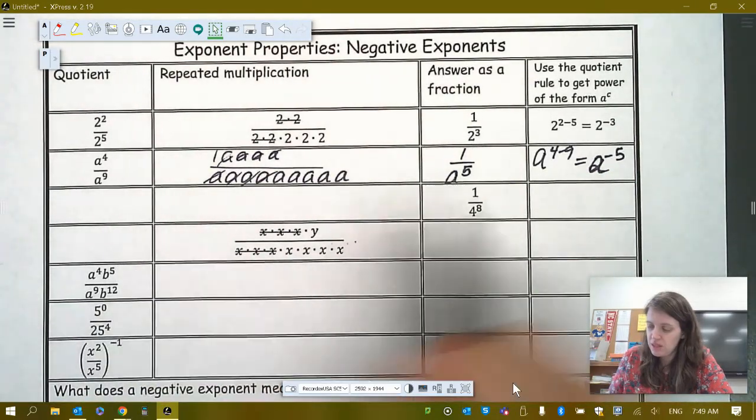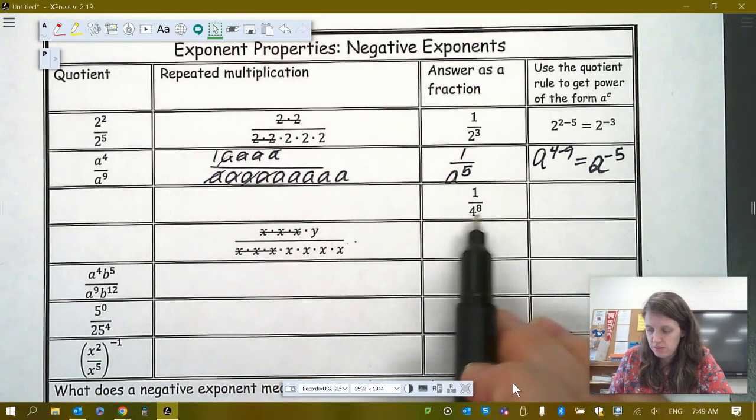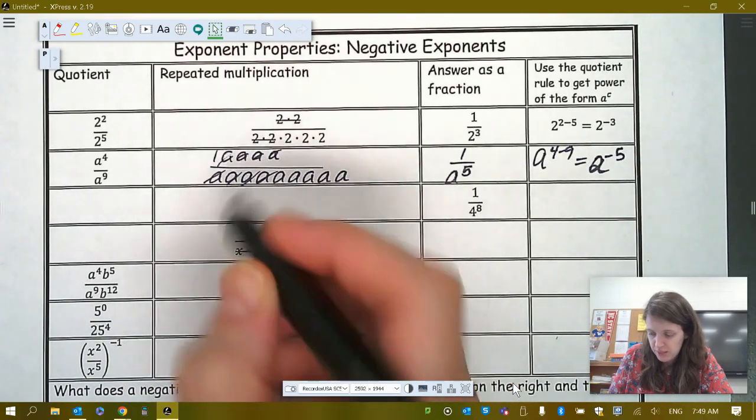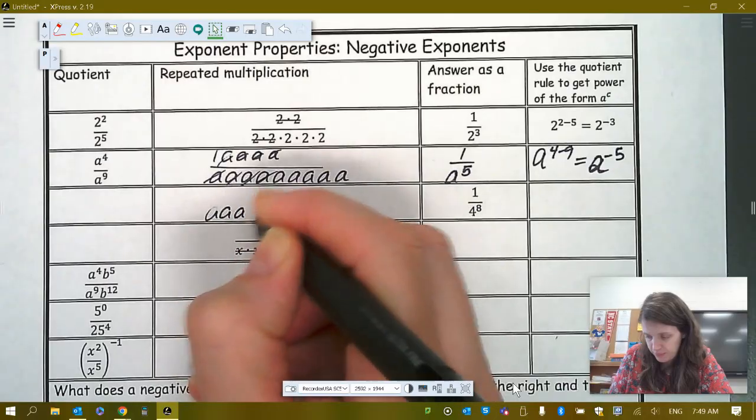All right, so let's look at this one, which is already done for us, where it's given us the 4 to the eighth. Well, we've got to think about what would leave 8 exponents on the bottom. Well, let's imagine we had 10 on the bottom.